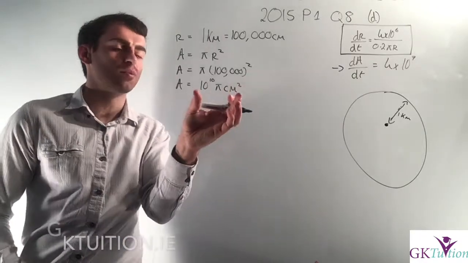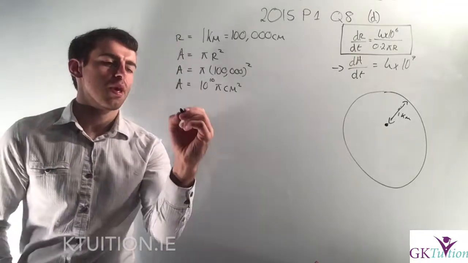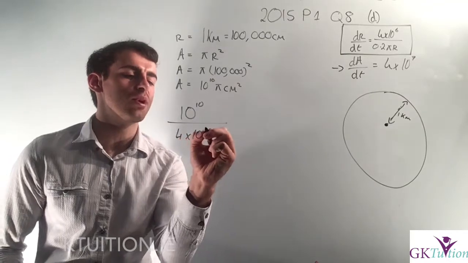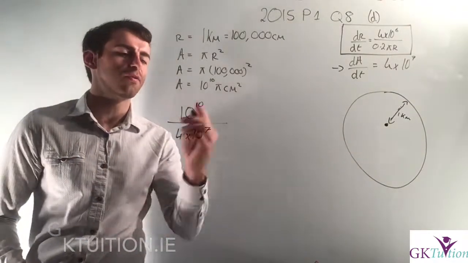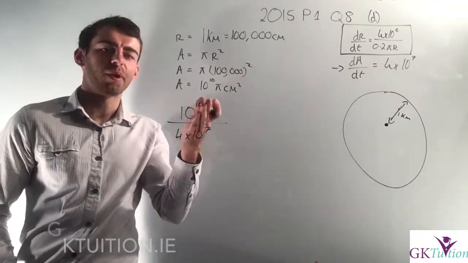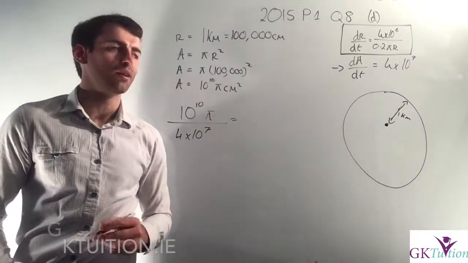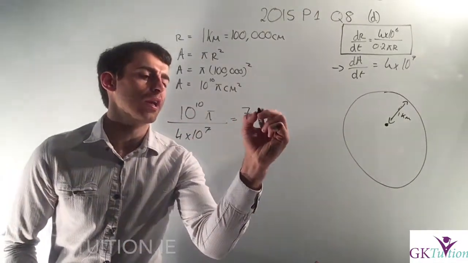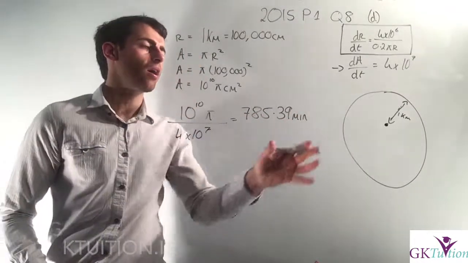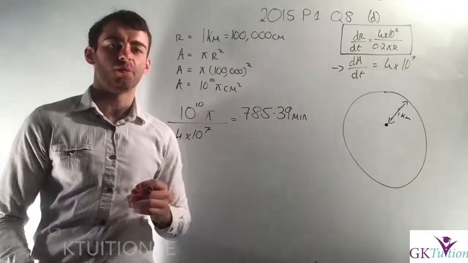So if I know the actual area, what I want to do is divide it by my dA/dt. If I increase by 4 by 10 to the power of 7 every minute, how many minutes will it take for the area to become 10 to the power of 10 times pi? So 10 to the power of 10 times pi divided by 4 by 10 to the power of 7, I just plug that into my calculator. And when I do that, I work out that after 785.39 minutes, the area of water covered by oil will be 10 to the power of 10 times pi centimeters squared.